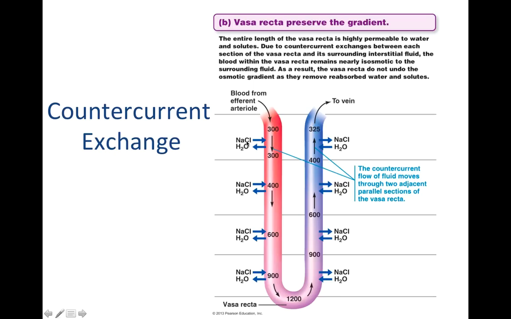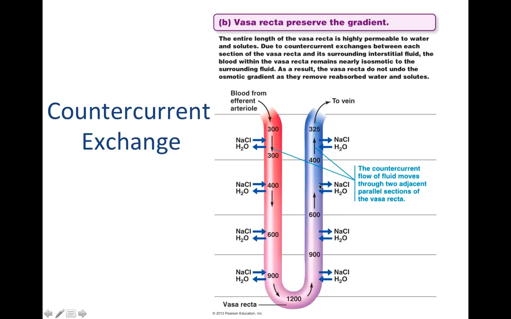So here's the blood from your efferent arteriole. You can see we start at 300. Salt comes in, water goes out. Salt comes in, water goes out. So you're exchanging water for salt. And so as you become saltier and saltier, you see these numbers go up. You're very concentrated by the time you get to the bottom of the vasa recta. As you come up the ascending limb, notice the exchange is going the other way. Salt is leaving this ascending limb of the vasa recta, and water enters. So you see these numbers go down, it becomes more dilute as you send this blood toward the vein that's going to begin to exit your kidney.